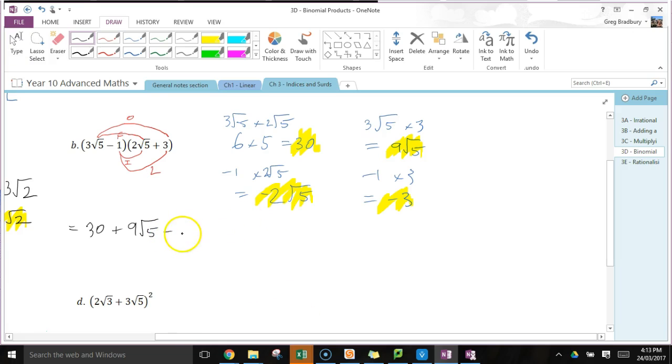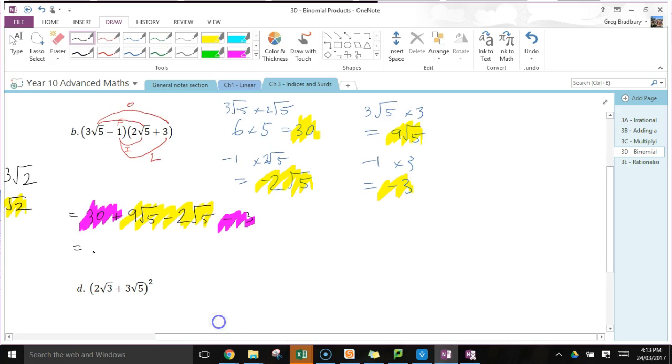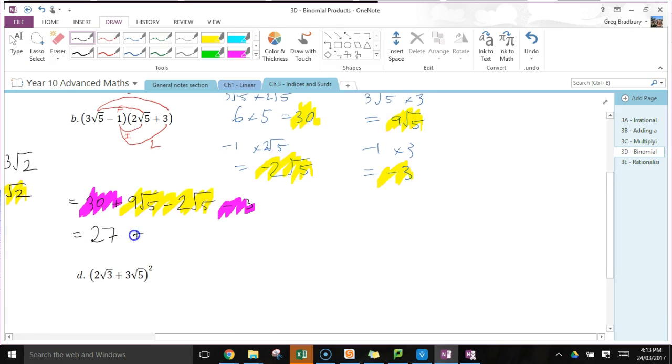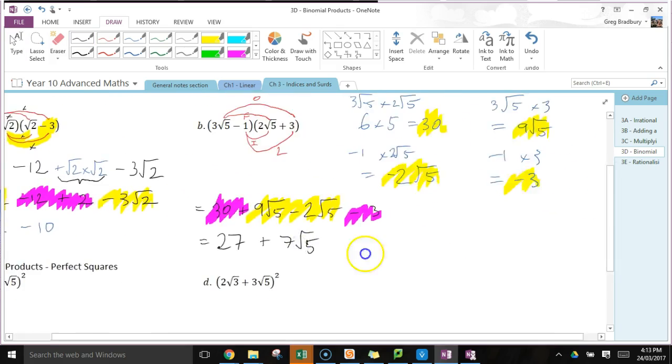This one's a negative, so negative 2 root 5, and then finally minus 3. Again, we've got our root 5 terms, which simplify together, and 30 and negative 3. Putting it all together, it's going to be 30 take away 3 is 27, and 9 root 5 take away 2 root 5 is positive 7 root 5. Okay, and that's the answer.